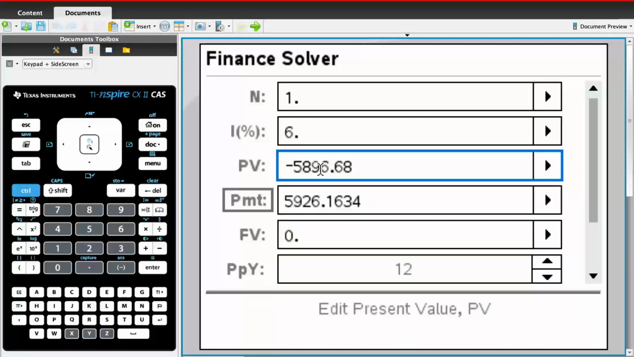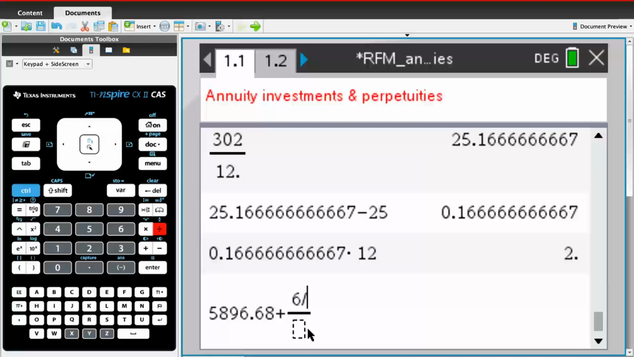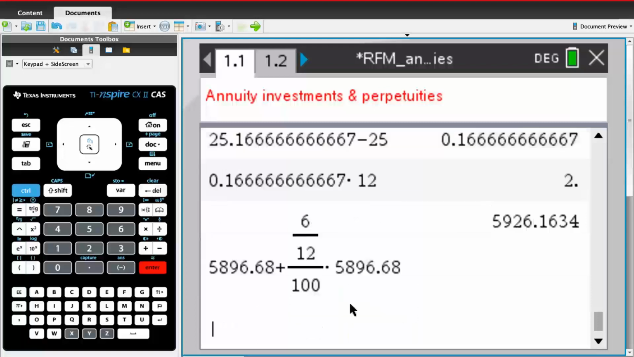So I'll just copy this bit. You don't have to use the TVM solver for that. You could have done the following. It's the balance at the end of 302 payments plus a fraction, so it's 1 plus 1 month's interest multiplied by that balance after 302. So that's giving us the same answer.